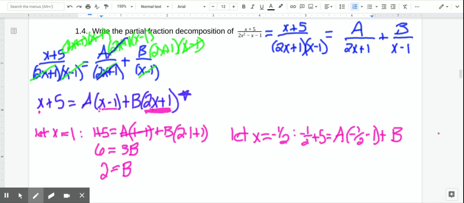Now I'm running out of space. Oh, it'll let me write over there. Perfect. B, 2 times -1/2 plus 1.